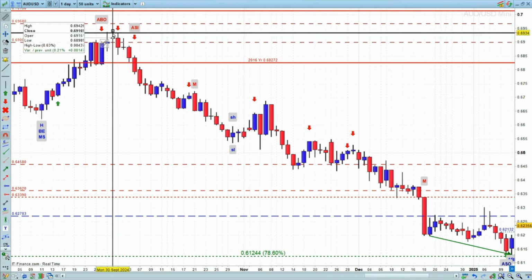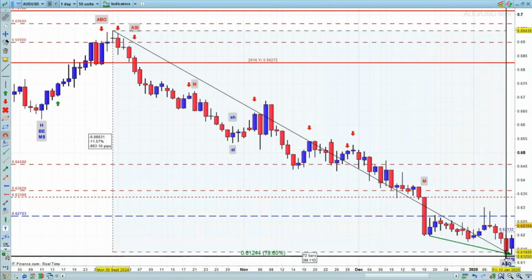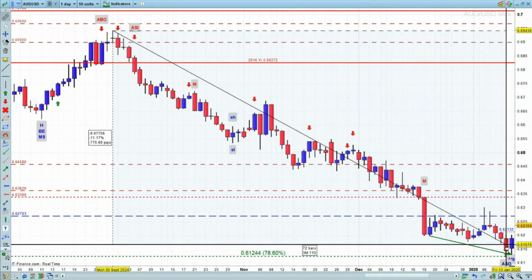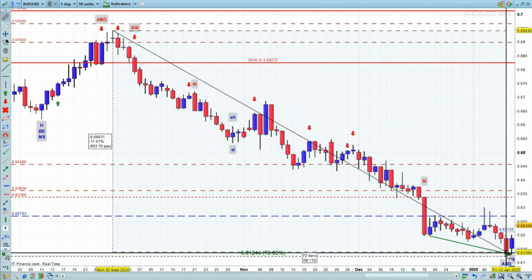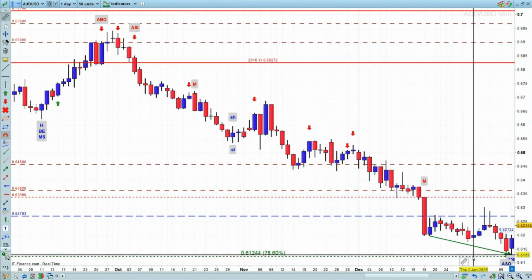The recent top is 30th September 2024, when the high was 6942, and the recent bottom is the low on 10th of January, around 6138. So that's a fall of 11%. I told you 5% is good enough, but Aussie came down 11%, which is good for us. So context is downtrend, satisfied, and near a support, satisfied.